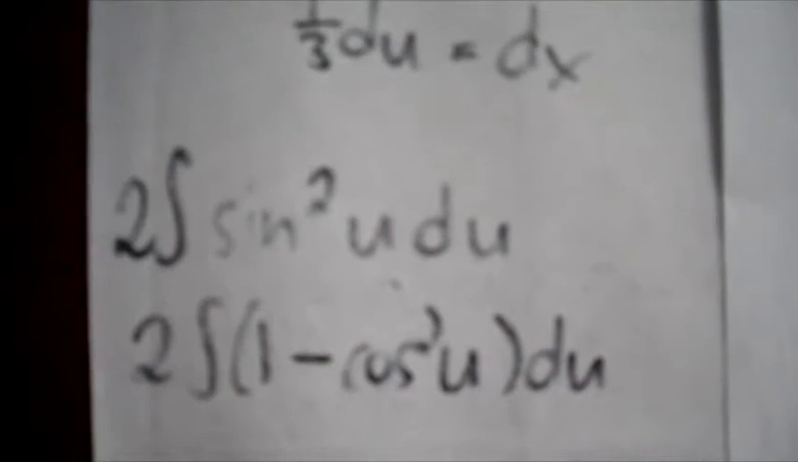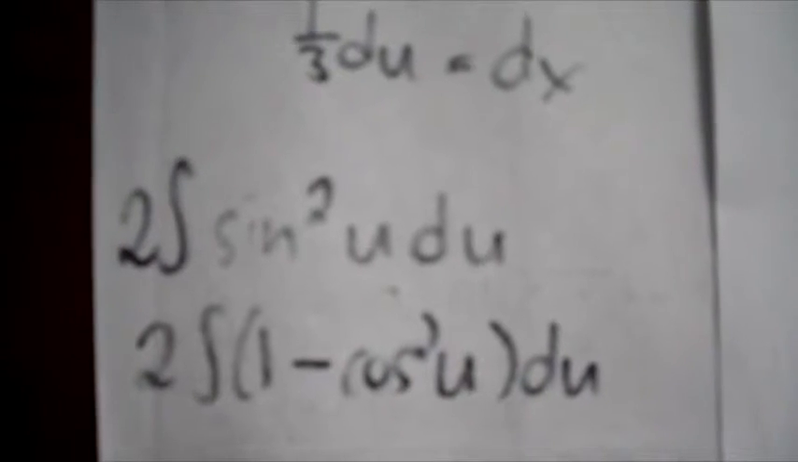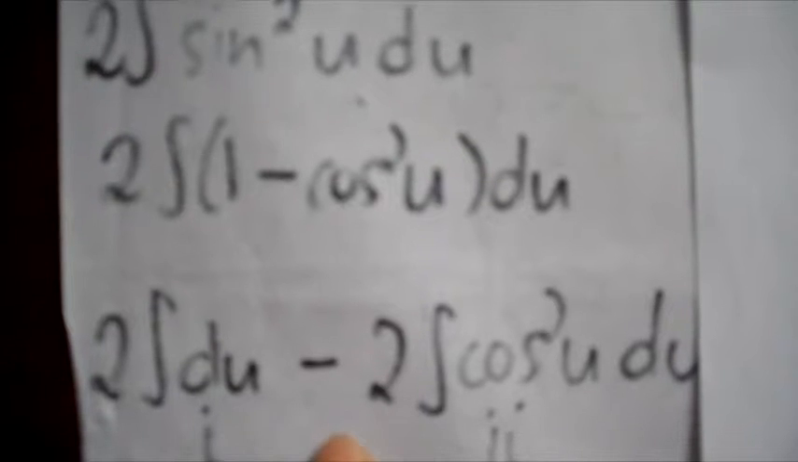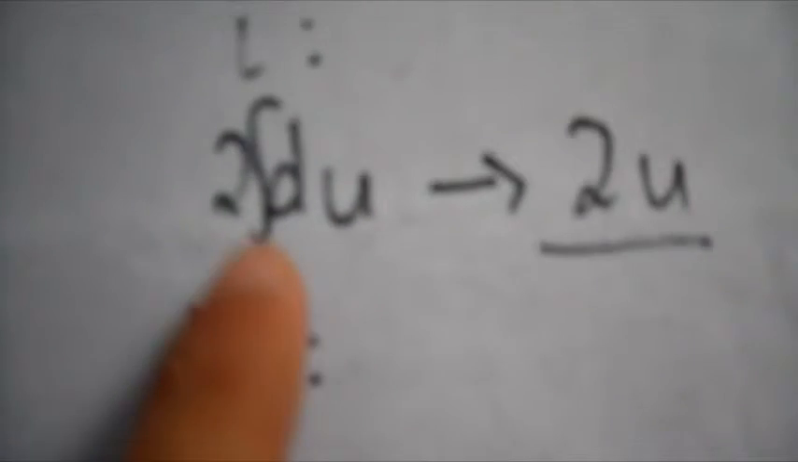Now sine squared has an identity, which is sine squared u plus cosine squared u is equal to 1. Rearranging the terms and substituting, we get 2 multiplied by the integral of the quantity 1 minus cosine squared u du. Then distributing du to each of the terms inside the parentheses and integrating each of the terms, we get 2 the integral of du minus 2 the integral of cosine squared u du. We label these as I and II.